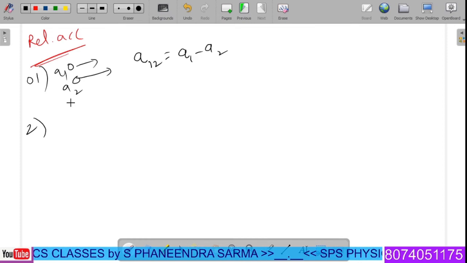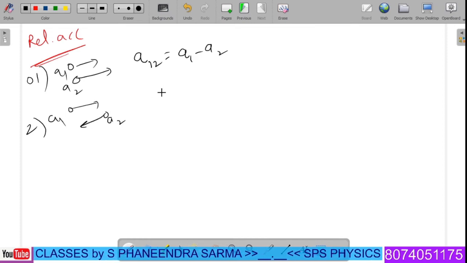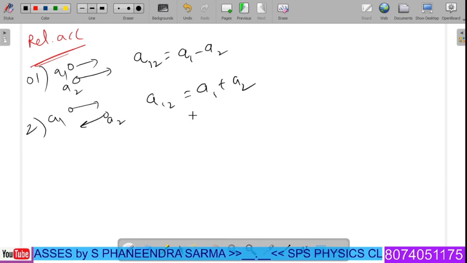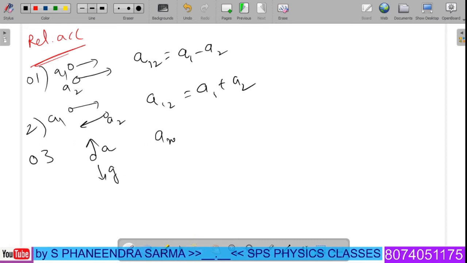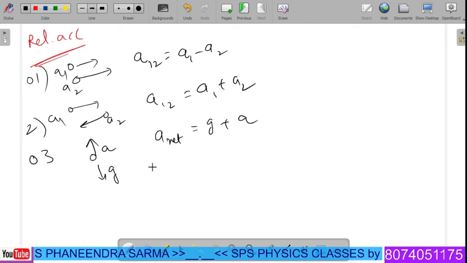In the second example, if the two vehicles are going in opposite directions, with A1 as well as A2, then the relative acceleration is given by A1 plus A2. I am just using magnitudes, no need of vectors here. And in the gravity direction, suppose an object is moving in the upward direction and gravity acts in the downward direction, then the net acceleration, because of opposite directions, I write down as G plus A.